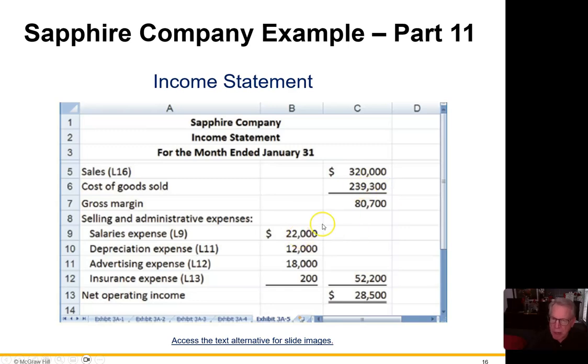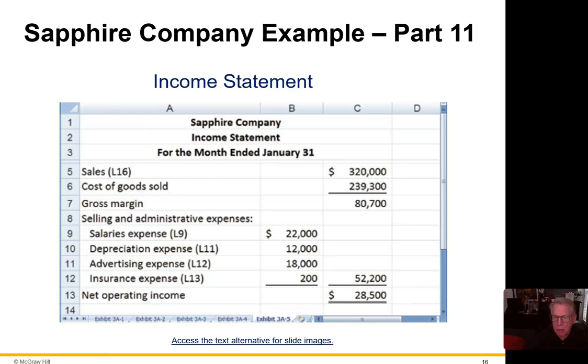We also have our period costs. We had salaries expense and depreciation expense, advertising expense, and insurance expense for selling and administrating. All of these would be period costs, right? And that's $52,200. So our net operating income is $28,500.